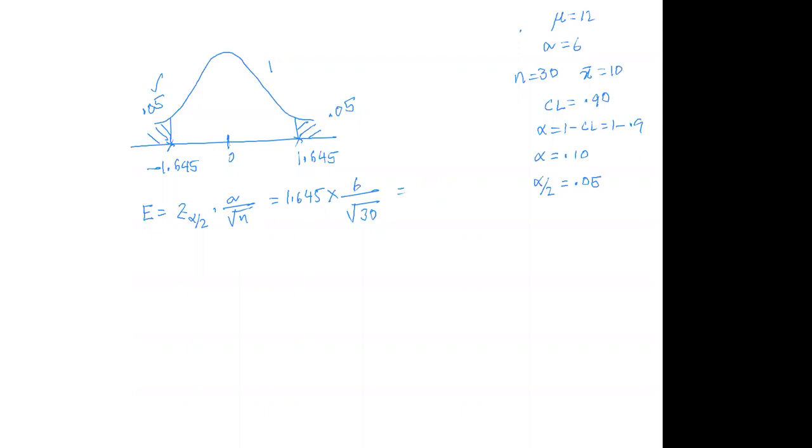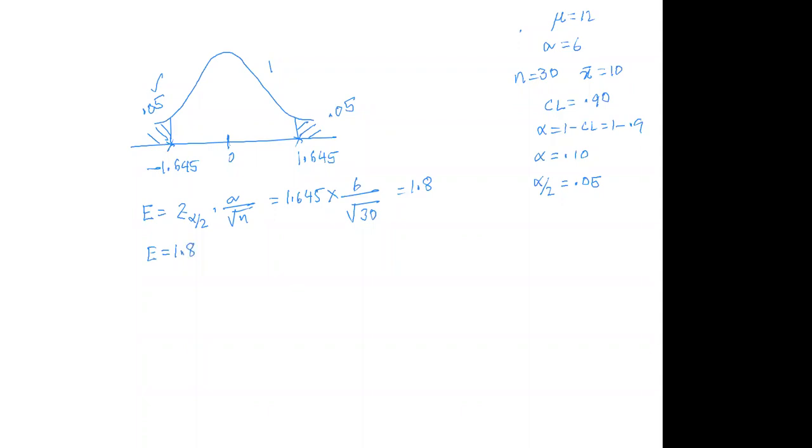1.645 times 6, right? And divided by square root of 30, that's going to give me 1.8. So your margin of error is 1.8.